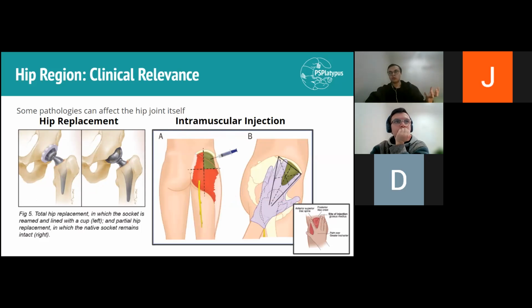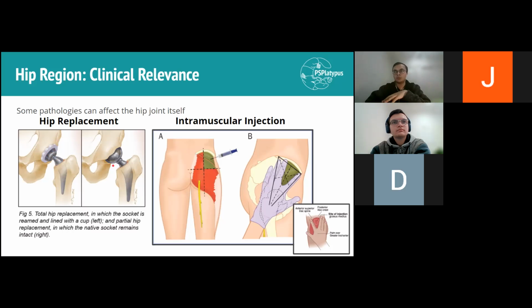You either have a total replacement or a partial replacement. Total means you replace the socket and the ball, right? Because remember, at your hip, you have a socket which your ball fits into. The total replacement is where you replace the socket and the ball. So the socket over here is gone and replaced with an artificial one. And the ball of the femur is also gone and replaced with an artificial metal one.